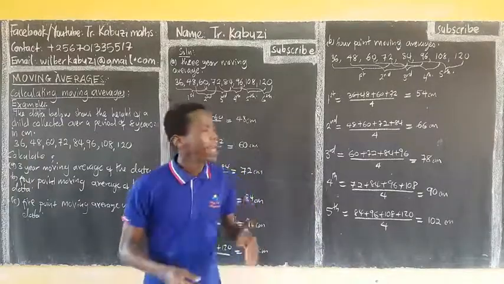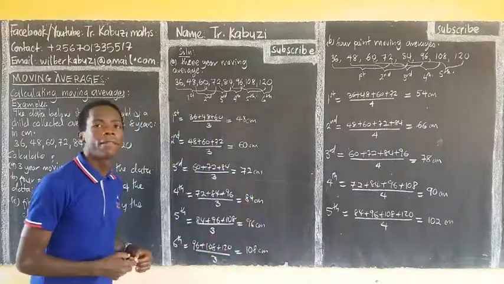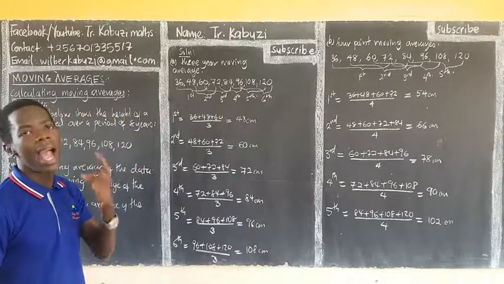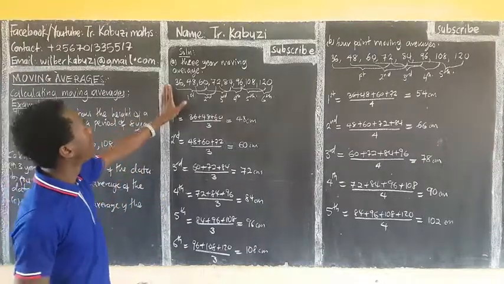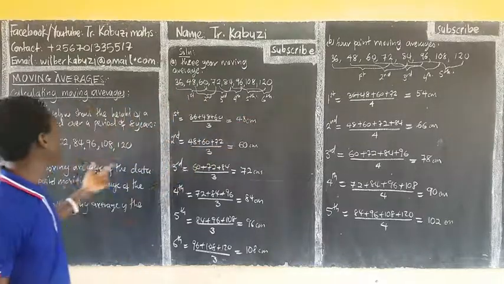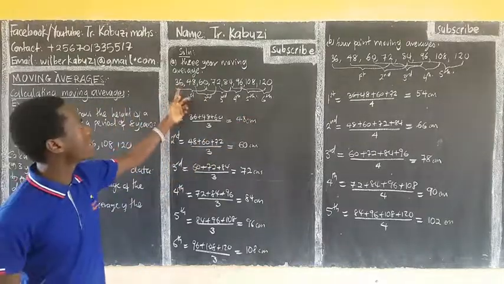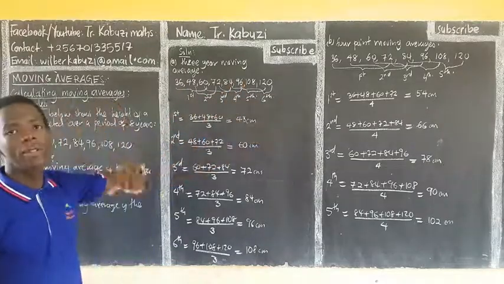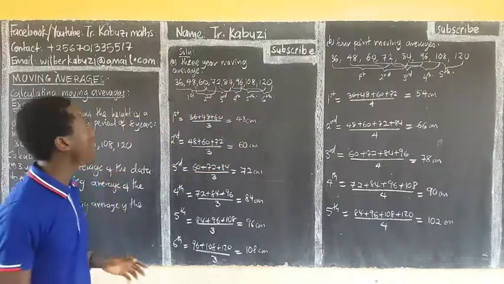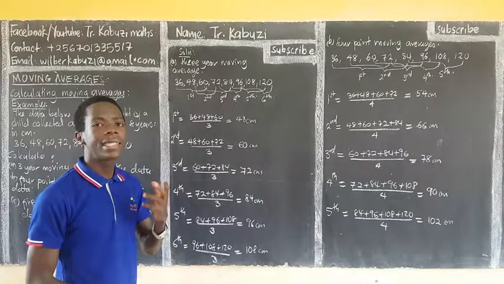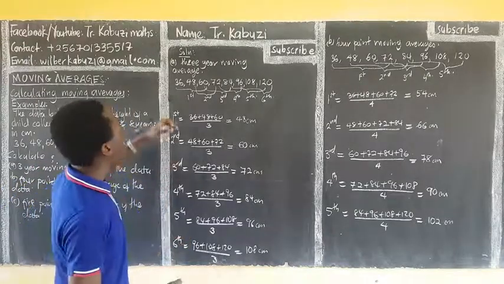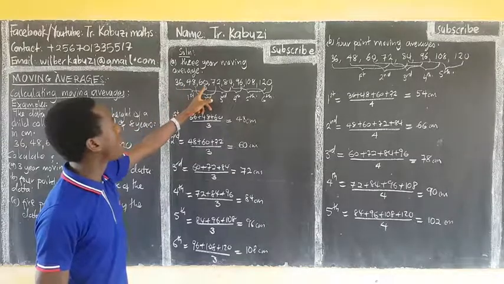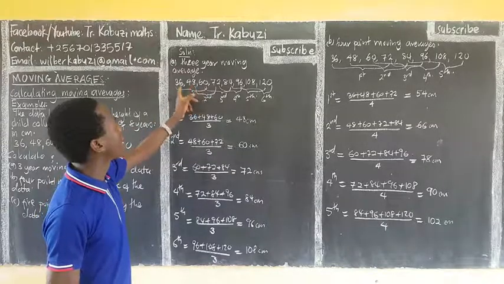Now, if they ask you to calculate a 3-year moving average, it means that you are going to take the average of 3 items. So, these are the figures I had from the question. They are over 8 years. So 1, 2, 3, 4, 5, 6, 7, 8. Now, if they ask me to calculate a 3-year moving average, it means that I'm going to take a set of 3. The first set is this, and this. So those are 3. What I do, I get their average.